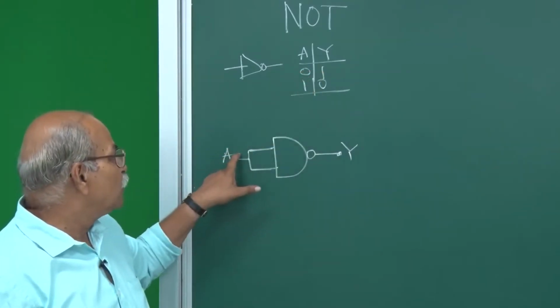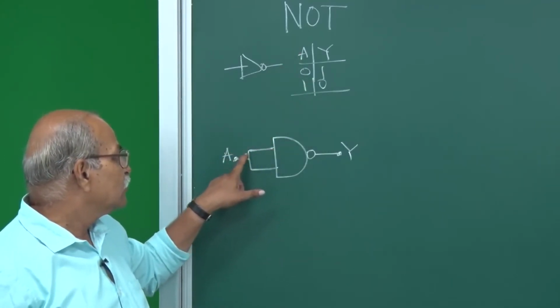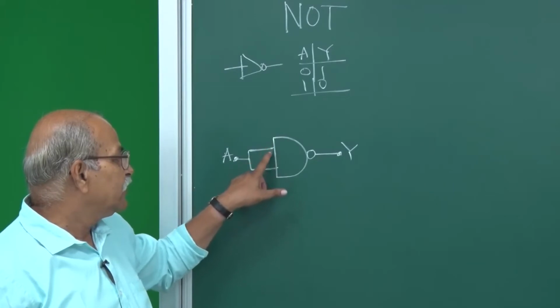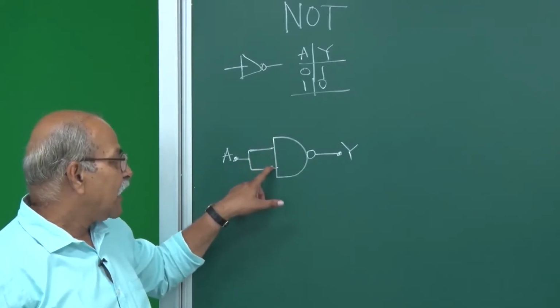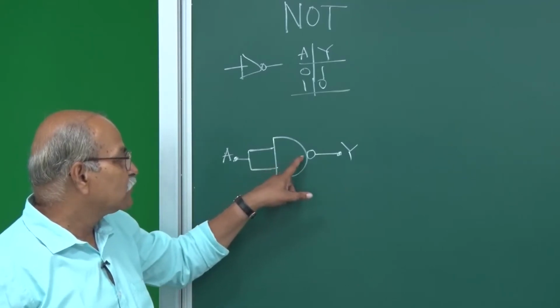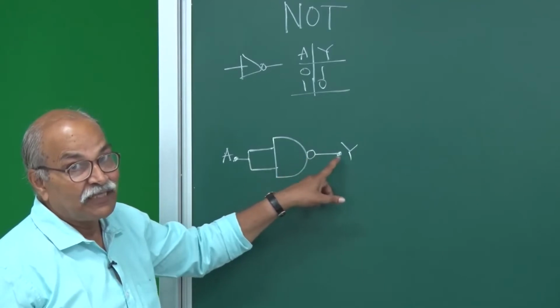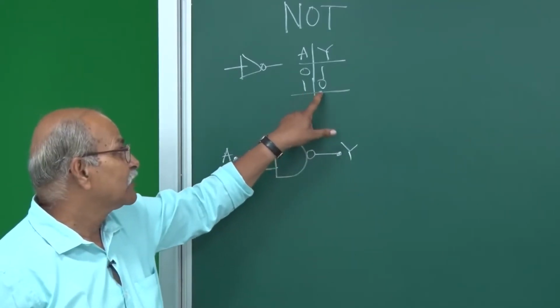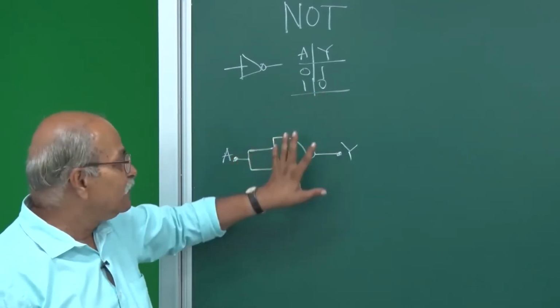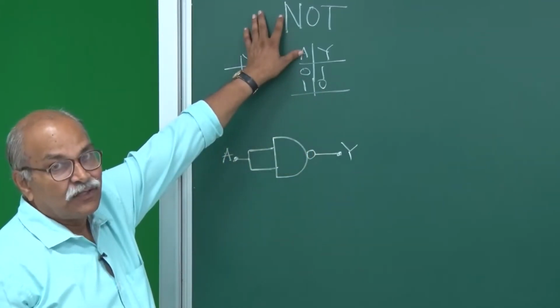And if A is 1, you are giving 1 here, you are giving 1 here. So both the inputs are 1, 1. AND gate 1, 1 will become 1. So here it is 1. And then NOT of that will become 0. So this 1 becomes 0. So only using the NAND gate I can get this NOT gate.